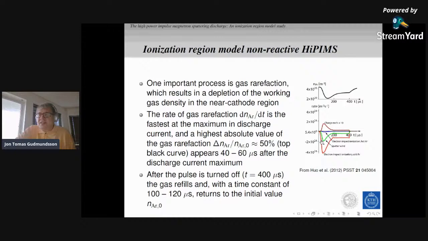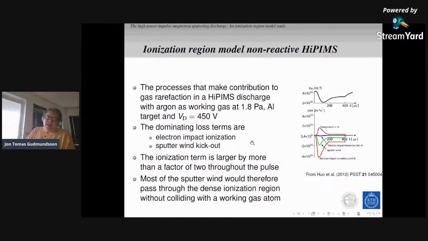And it is basically what is called the sputter wind. That is when the sputtered species kick out the argon atoms. And the other one, the red curve, which is the dominating term here, is the ionization of the argon. So what we basically see in the study is that the main reason for the rarefaction in the HiPIMS discharge is the electron impact ionization of the working gas. But the sputter wind also has a significant contribution, as you see. So this is one interesting result from the model.